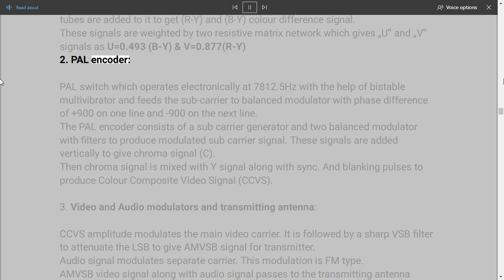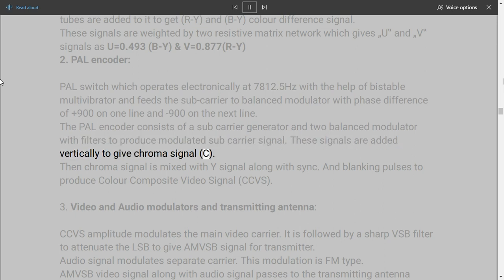The PAL switch operates electronically at 7812.5 Hz with the help of a bistable multivibrator and feeds the subcarrier to the balanced modulator with a phase difference of plus 90 degrees on one line and minus 90 degrees on the next line. The PAL encoder consists of a subcarrier generator and two balanced modulators with filters to produce the modulated subcarrier signal. These signals are added vectorially to give the chroma signal C.